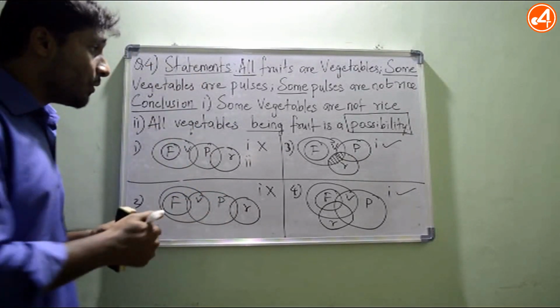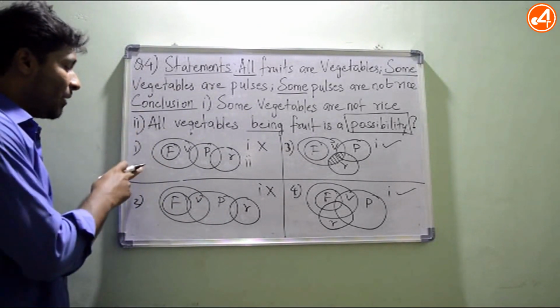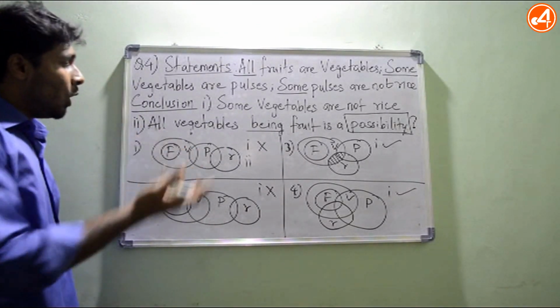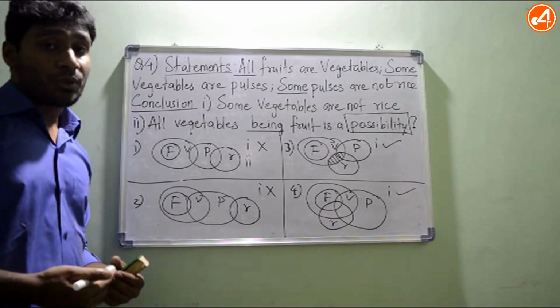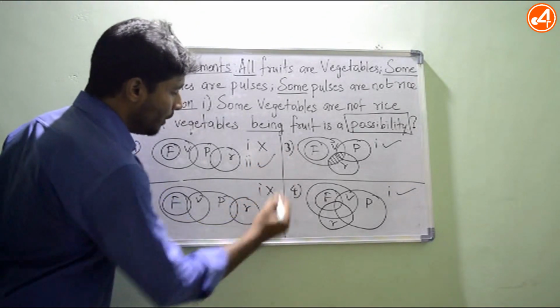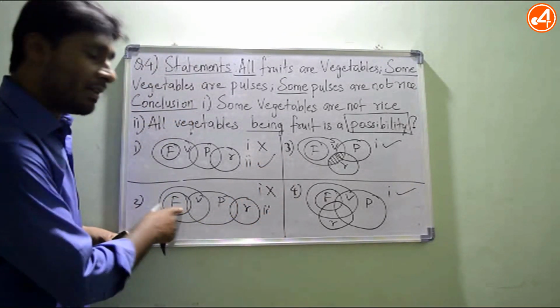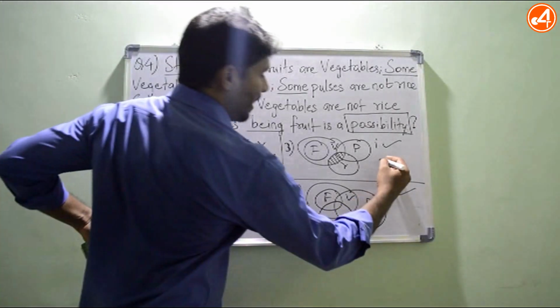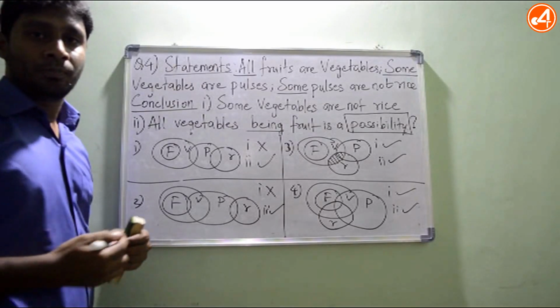You just imagine this as a question mark. If this is my question, how can I answer this diagram? All vegetables being a fruit is a possibility. If possibility comes under this syllogism question, I can take it as true. Very simple. So this is again true in the first, and again all vegetables coming under fruit is a possibility. Yes, it is true. And in the third, it is true. Fourth also it's true.